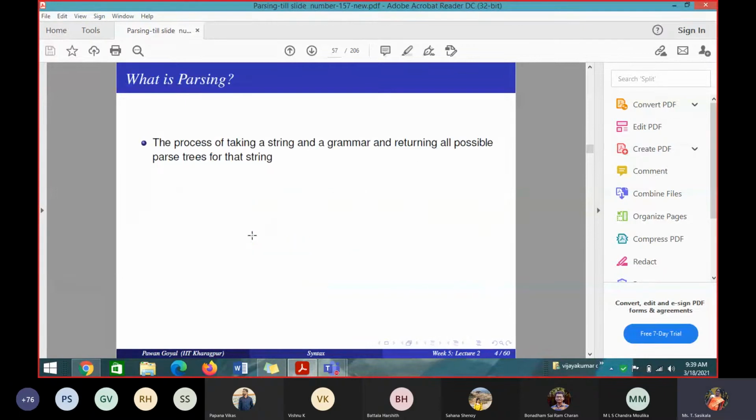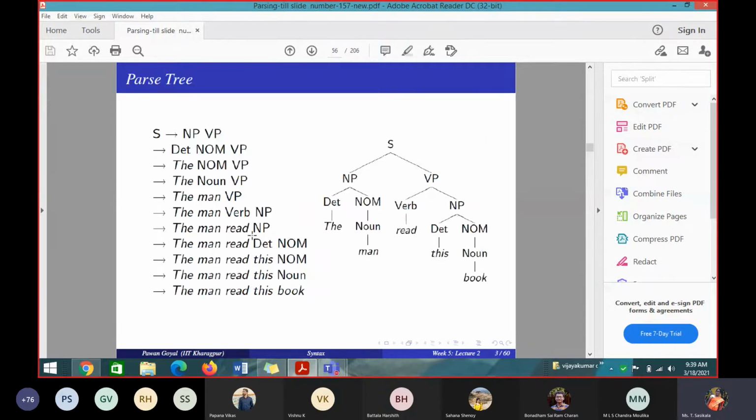Okay, we'll see here. So what is parsing? The process of taking a string and the grammar and returning all the parse trees for the string. What is a string? The given sentence. For the sentence, I will have a set of production rules that we call a grammar, and I return all possible parse trees. It is not only one parse tree. I can have more than one parse tree. I can start with S, and see whether I am able to derive the sentence.